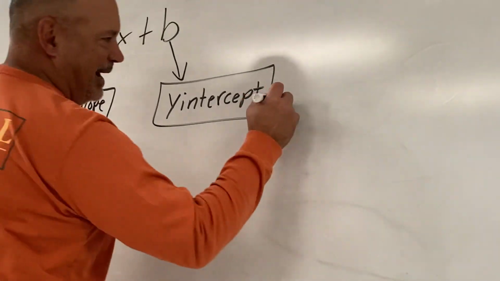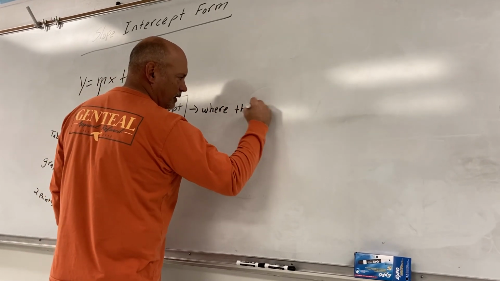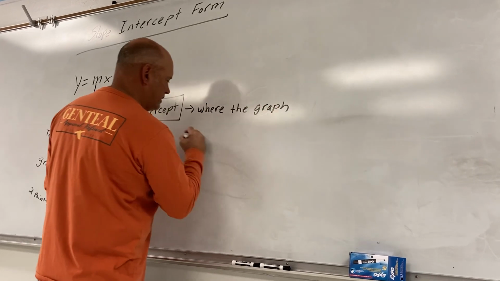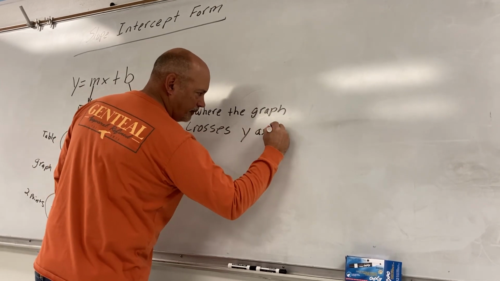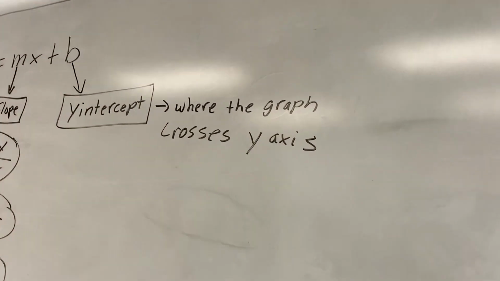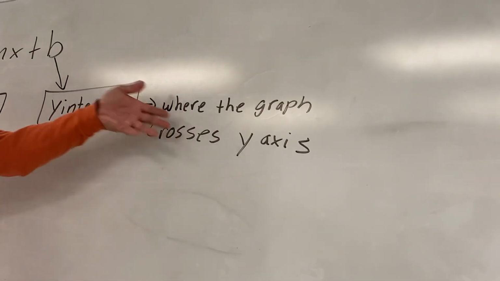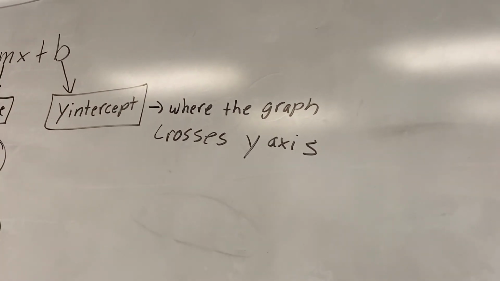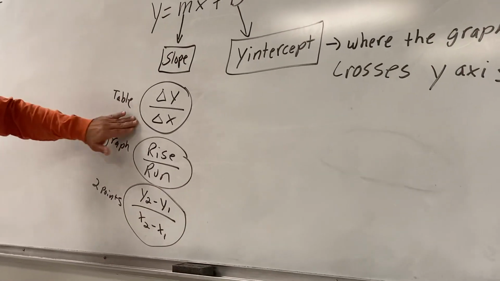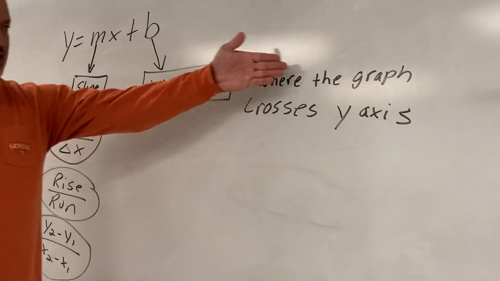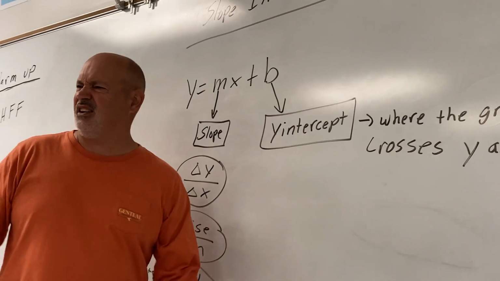The y-intercept, by definition, is where the graph crosses the y-axis. But I'm not going to lie, that's only handy if they give me a graph. If they don't give me a graph, I need another way to figure out where the y-intercept is. The slope is not going to be a problem finding it. But the y-intercept, if they give me a graph, all we've got to do is look. Oh, it crosses right here at 2. That's not hard. What if it doesn't give me a graph?